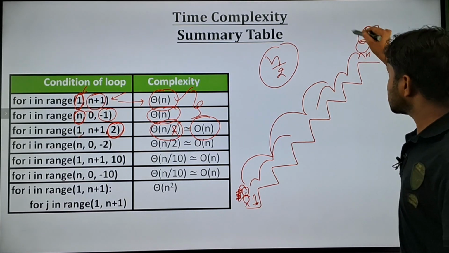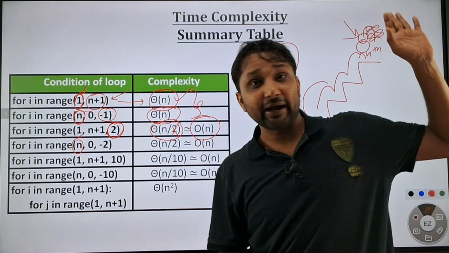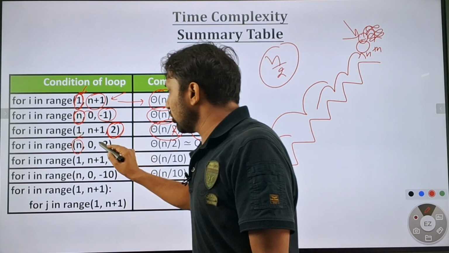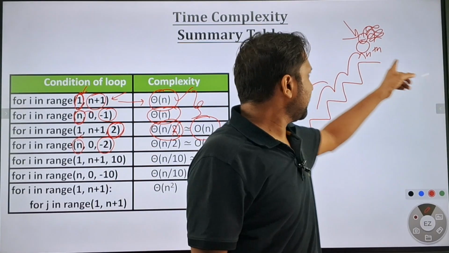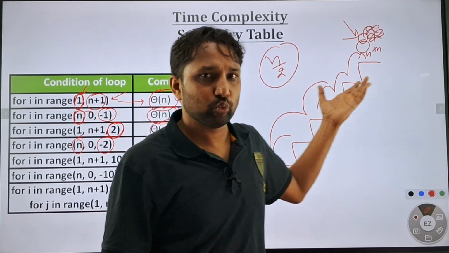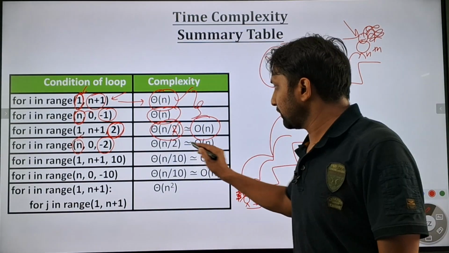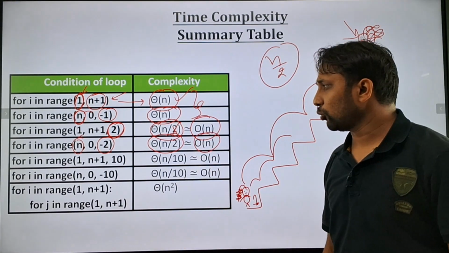Same, this girl can also start from the nth position and want to come down to the 1st position, taking two steps downward. So she will also take n by 2 steps to reach the 1st step. N by 2, you can remove the constant. So time complexity is n only.